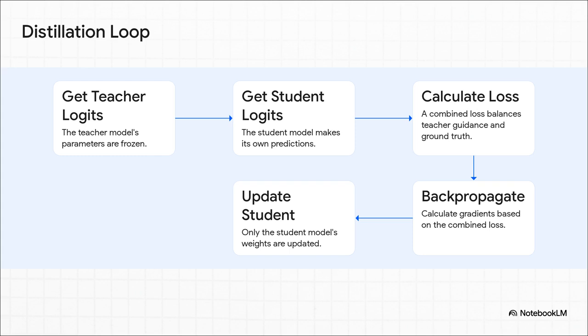Step 1, you get the teacher's logits, its raw predictions, and remember, the teacher is frozen, we don't touch it. Step 2, you get the student's logits. Step 3, you calculate a combined loss function that basically tells the student, hey, be more like the teacher, and also get the right answer. Step 4, you backpropagate that loss, and step 5, and this is crucial, you only update the student model. That's it. We are just pouring knowledge from one vessel into another.